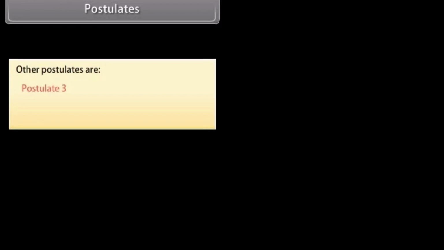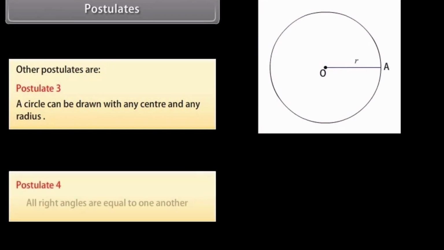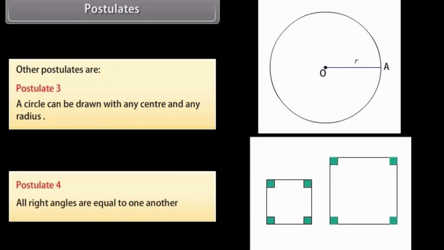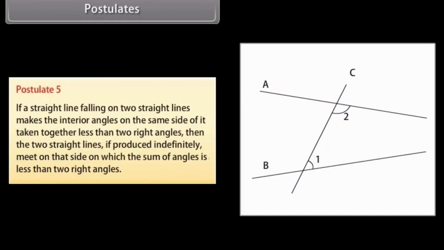Other postulates. Postulate 3: a circle can be drawn with any center and any radius. Postulate 4: all right angles are equal to one another. And Postulate 5 is: if a straight line falling on two straight lines makes the interior angles on the same side of it, taken together, less than two right angles, then the two straight lines, if produced indefinitely, meet on that side on which the sum of angles is less than two right angles.